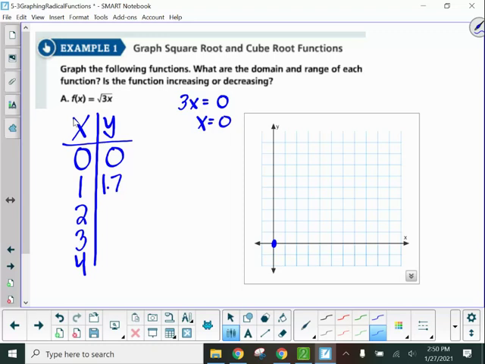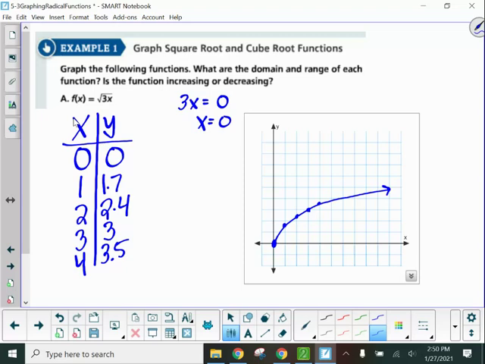If I plug in 2, that's going to be the square root of 6, which is about 2.4. If I put in 3, that's going to be the square root of 9, which is just 3. And if I put in 4, that's going to give me the square root of 12, which is about 3.5. So when I graph those, 1 is going to be up at 1.7, so about right there. 2, 2.4. 3 is going to be up at 3. 4, about 3.5, and it's going to keep going, and you'll see I just have this arc that's going to be going off to the right.